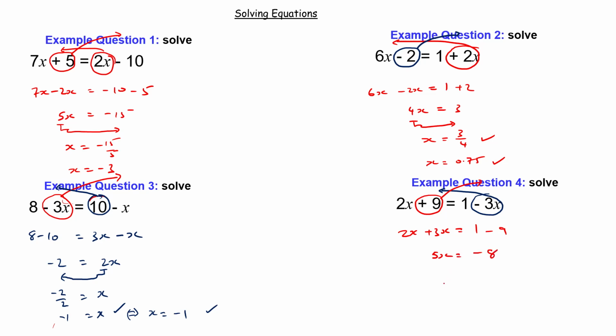Get the x on its own. I'm going to take the 5 down the escalator under minus 8. So x is equal to minus 8 over 5. If I simplify that, 5 goes into 8 once, remainder 3, so it'll be minus 1, 3 over 5. Okay, so those are 4 examples. I want you to hit pause, copy them down. Once you've done that, hit play, and I've got a few questions for you to attempt.